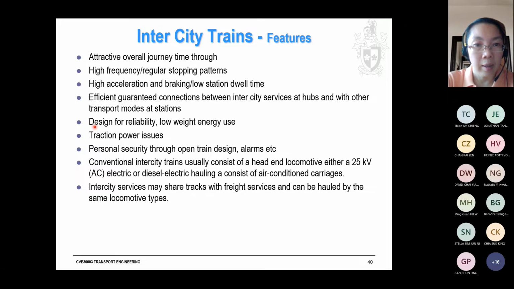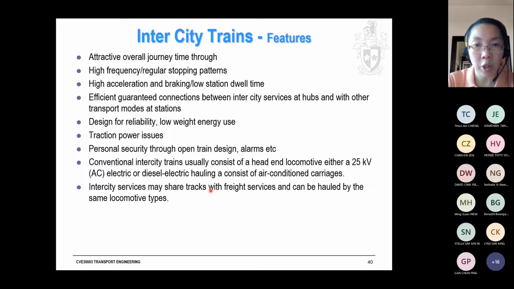Okay. Yeah, designed for reliability, low weight energy use, and traction power. It has a bit of traction power issues because of the train it uses and because of the locomotive system. Personal security, because of the open train design. Okay, and conventional intercity trains usually consist of a head-end locomotive. Yeah, so this type of train will use a head-end locomotive.